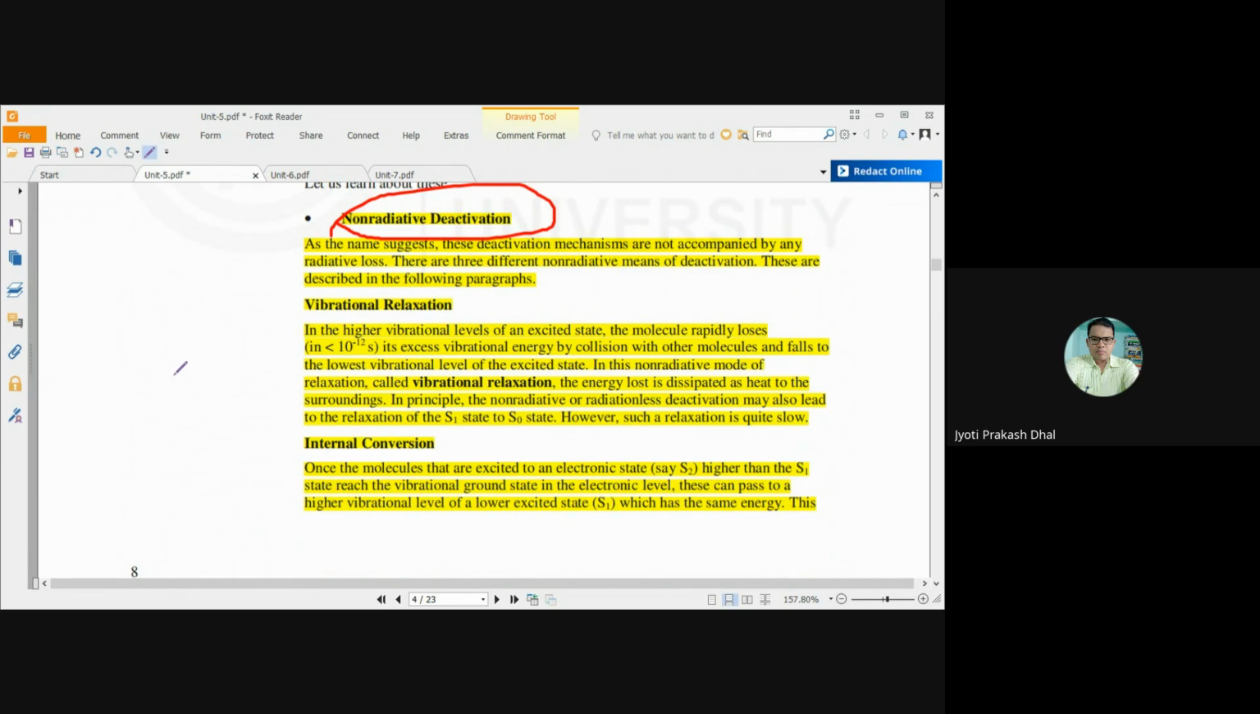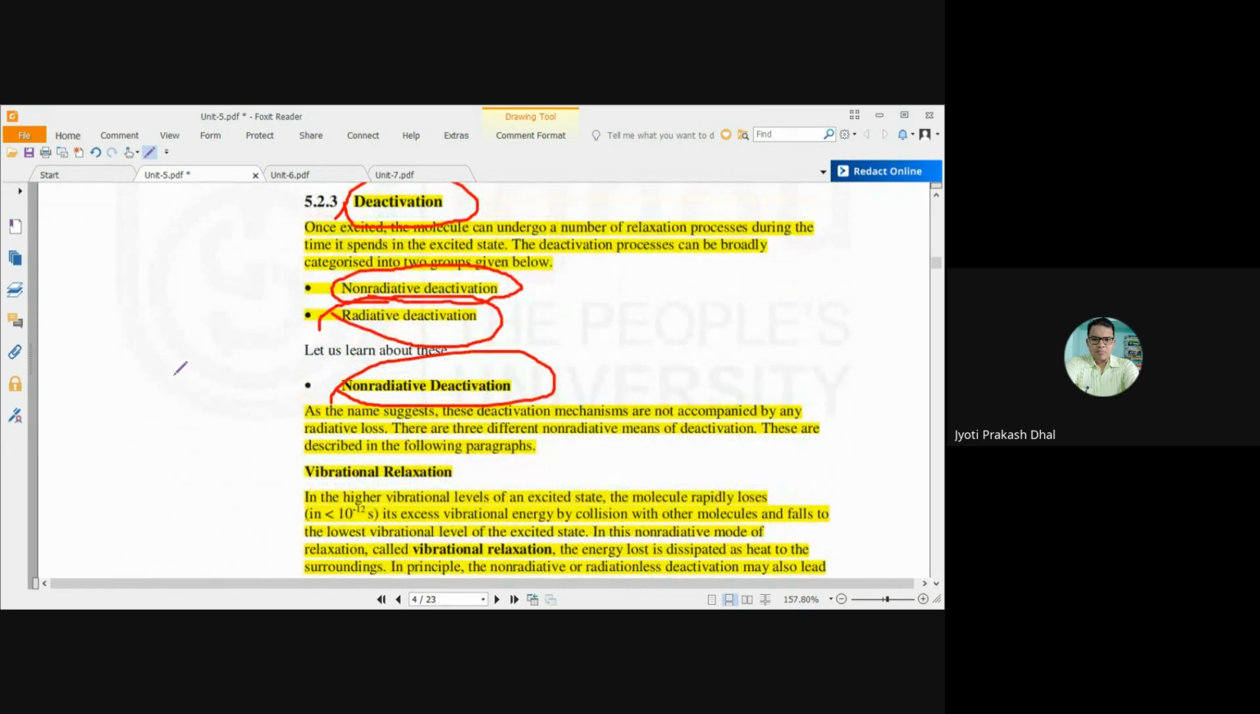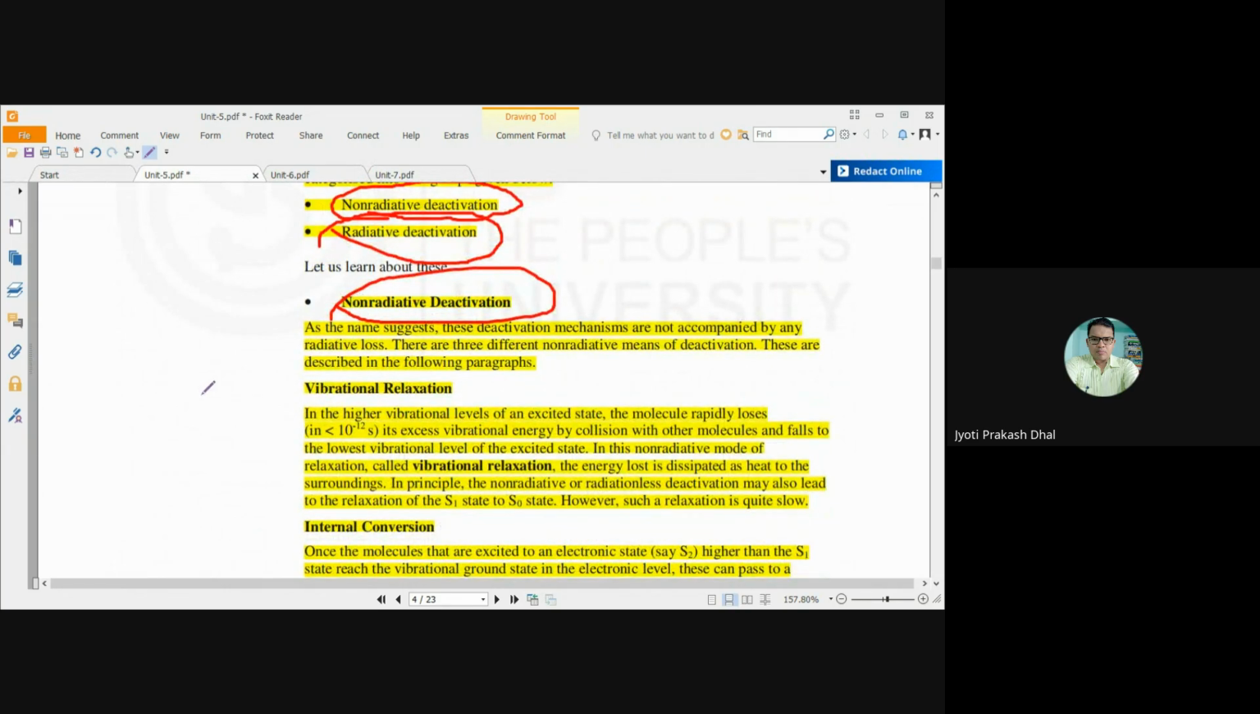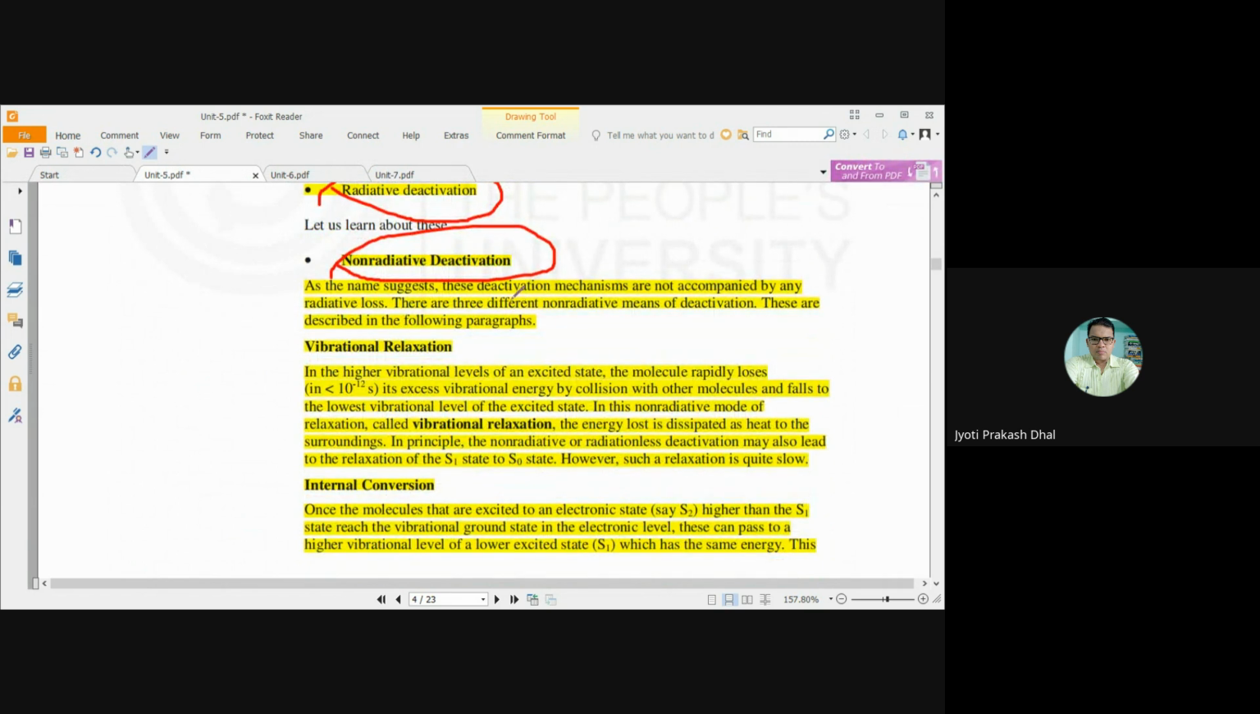But in case of radiative deactivation, the electrons will come back from the excited state to the ground state by emitting light. That's why that is called radiative deactivation. But here first we will discuss non-radiative deactivation. These deactivation mechanisms are not accompanied by any radiative loss. Three different non-radiative deactivation processes are there.